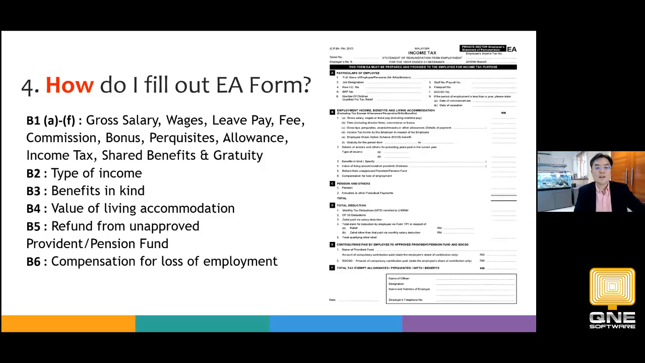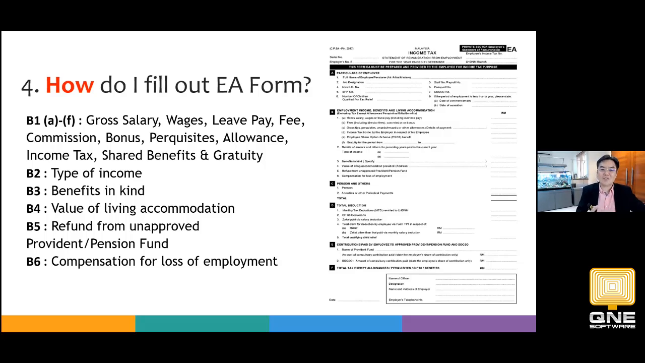Number 4. So how do I fill it up? Normally from the employer's perspective, we are the payroll department, the HR department. We need to make sure the gross salary, wages, leave pay, meaning leave that was not taken but converted to pay, certain director fees, sales commission, reward bonuses, perquisites, allowances, and income taxes paid on behalf by the company are also part of your income.